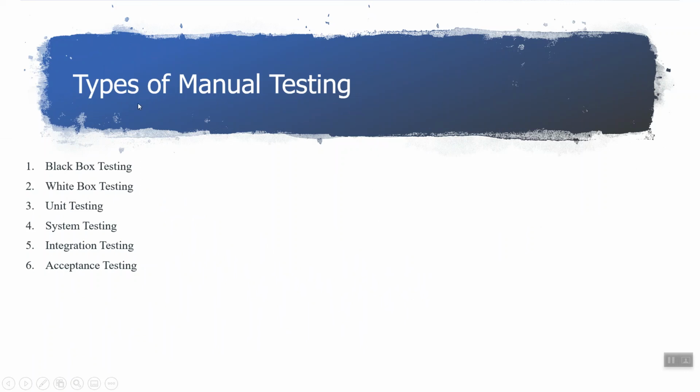The next is types of manual testing. So there are different types of manual testing. I have just given the list of these types. We will see in our next videos in depth about these types. So black box testing, white box testing, unit testing, system integration, acceptance testing. These are some of the types of manual testing.